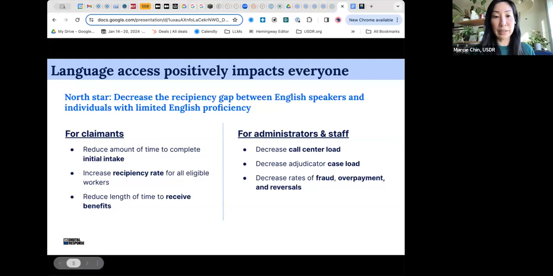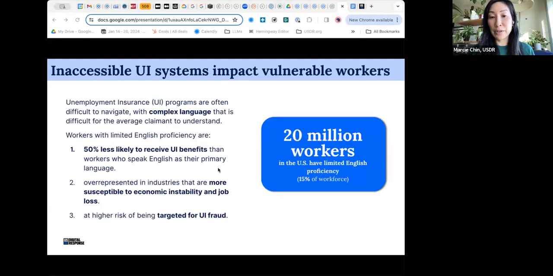So we also know that workers with limited English proficiency are up to 50% less likely to receive their UI benefits than their English-speaking counterparts. They're especially vulnerable because they tend to be overrepresented in industries that are more susceptible to economic instability and job loss. And they also are at higher risk for being targeted for unemployment insurance fraud because of these language barriers.